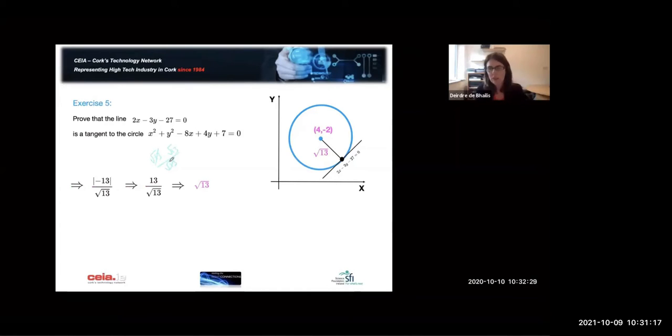Now, it's really important in any question in maths to always come back and state what you have just proven. It's not sufficient to simply leave the square root of 13 there. You really need to state that you have proved that the perpendicular distance from the point to the line is equal to the radius. Therefore, the line is a tangent.